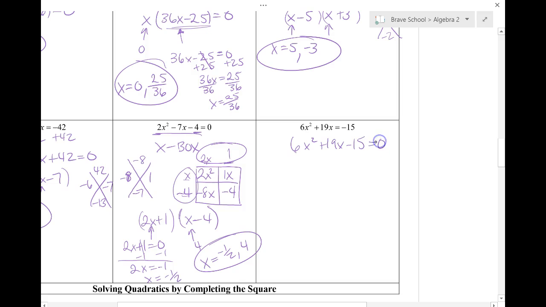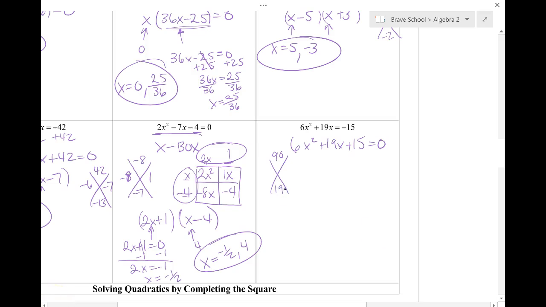Now I just kind of skipped a step here. I added, sorry, that should be plus 15. I added 15 to both sides to get it back in this form. We're going to do the Xbox method. 15 times 6 on the top. So 15 times 6, so 90 on top. And then you put the 19 on the bottom.